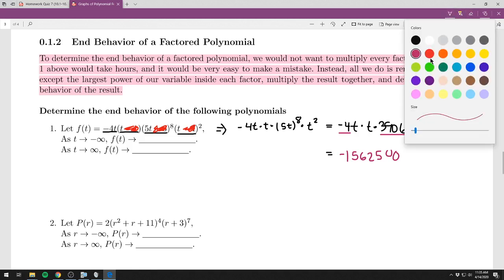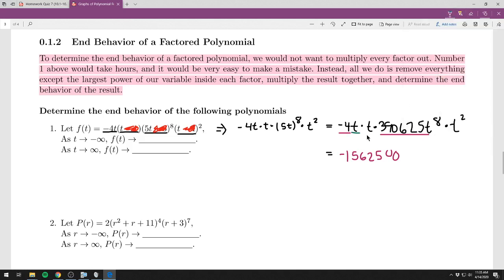And then look at all the powers of t. If we want to multiply these together, t times t to the 8th times t squared, we add the exponents. Right? t is just 1. 1 plus 1 is 2, plus 8 is 10, plus 2 is 12. If we multiply variables with exponents, we add the exponents. And so we got this huge mess, -1,562,500 t to the 12th.